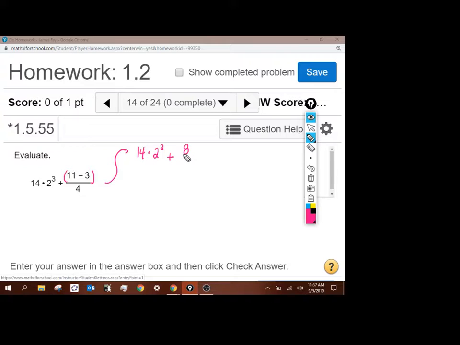Now, you can do this however you want. If you want to go 8 over 4, that's fine. But I think we've seen a lot of times in the examples we've done, it looked like this, 14 times 2 cubed, plus then 8, that division bar now, because it's only between two values, if you want to write it that way, that's fine. Okay, but both those mean the same thing. Now, as I'm going through there, what's the next thing I have to do? Exponents, good. Okay, so 2 cubed is going to turn into 8.